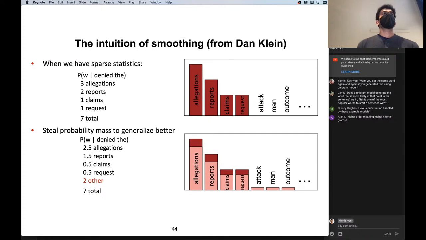No, that's a good question. So the question is, do these unobserved words come from the test set vocabulary? So there's a difference. Remember, in a language model, the vocabulary is defined by the word types in the training data set, right? So these are all the words in the training data set that the model never observed after this prefix.